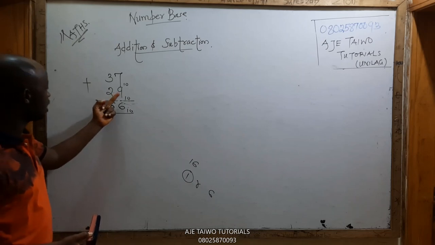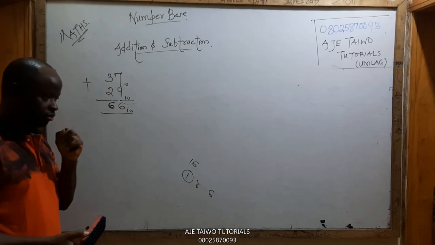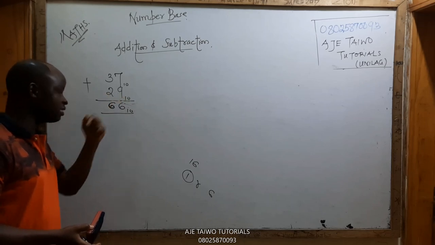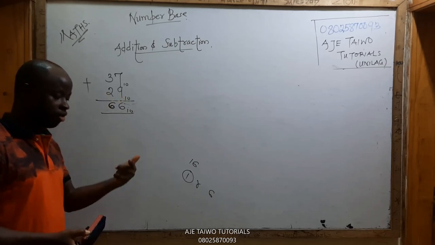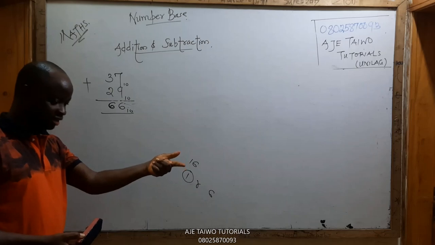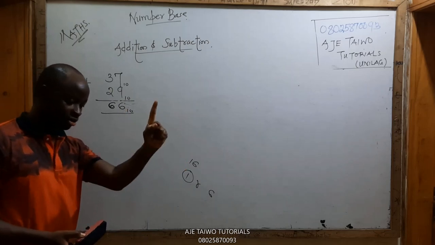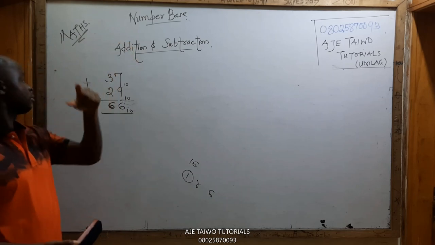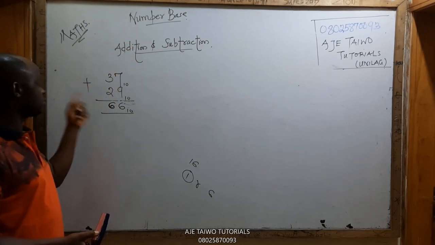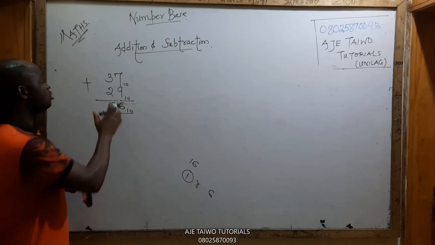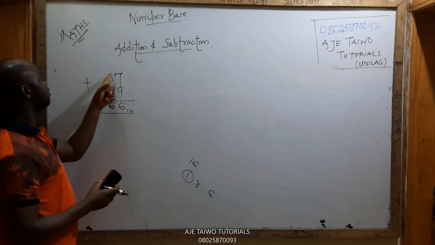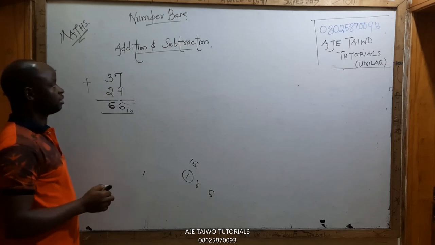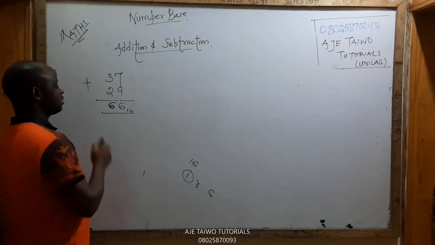I repeat, 9 plus 7 is 16. You can't put 16 there because it's more than the base 10. I will now say, how many 10s can I see in 16? 1. Remainder 6. Put the remainder down. Carry the 1. 3 plus 2, 5, plus 1, 6. That's the answer. So if you want to do it normally at home, you just say 7 plus 9, 16, 6 remainder 1. Then 3 plus 2, 5, plus 1, that's 6.